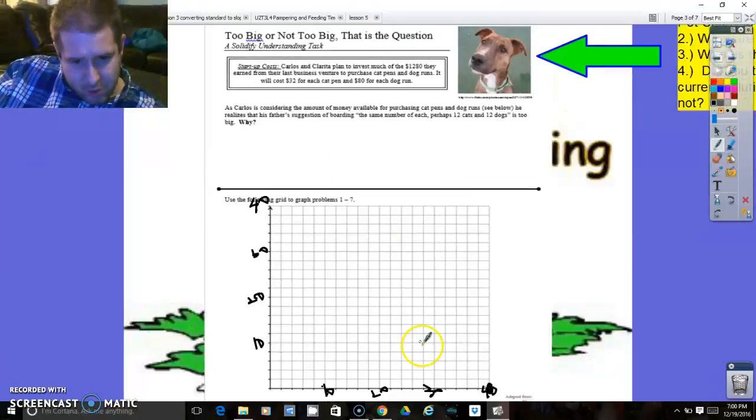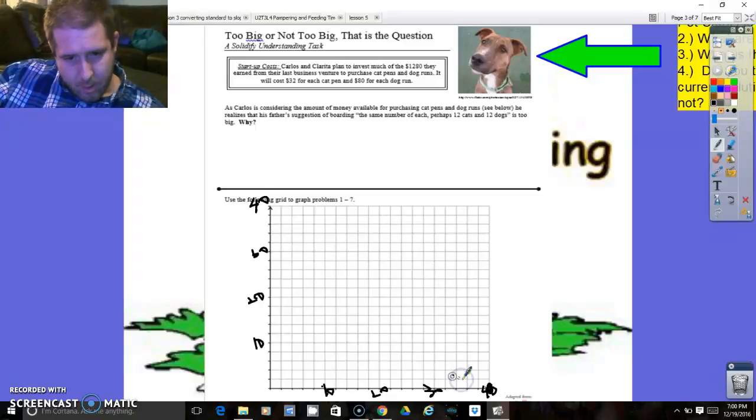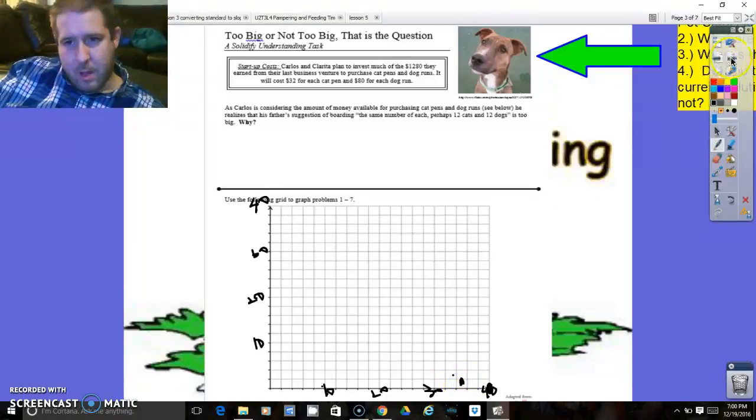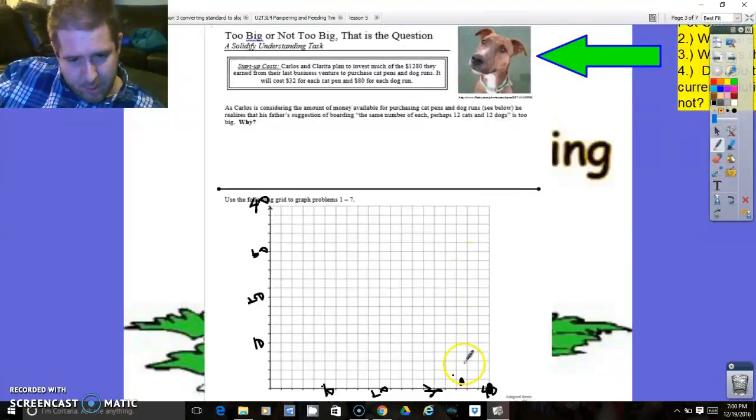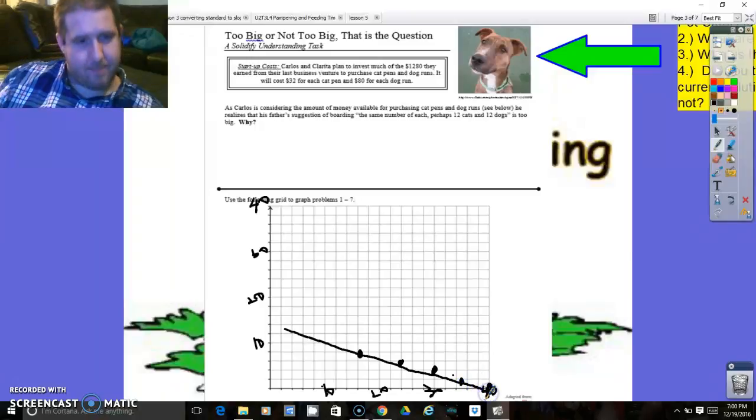And 35, 2 would be right here. Okay. Pen, there we go. Then the next one's going to be 34, which will be right here. And what you should be noticing is that every 5 it's going up 2, and that these are creating a straight line.